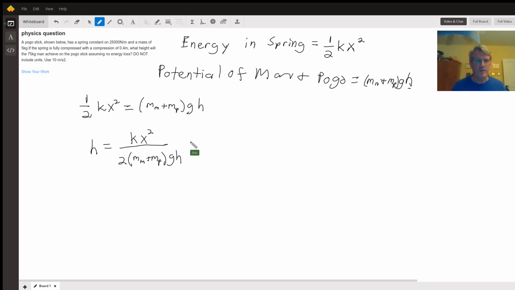That's it. All right, so plug and solve. We have that k is 25,000. x is going to be 0.4, and I'm going to square that. Then we have 2. The combined masses is going to be 75 plus 5 kilograms. Not minus, but plus. So that's 80. And then we can use 10 for g.